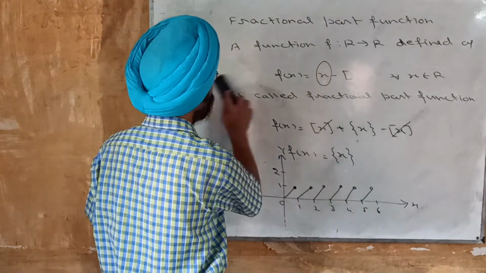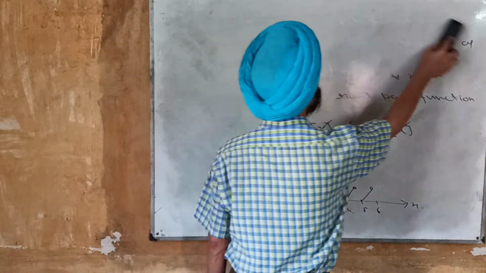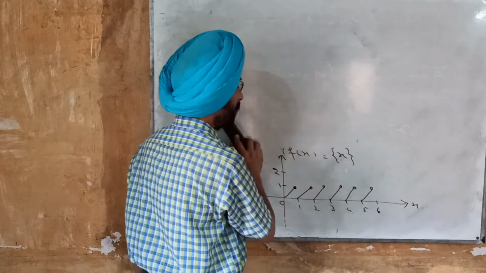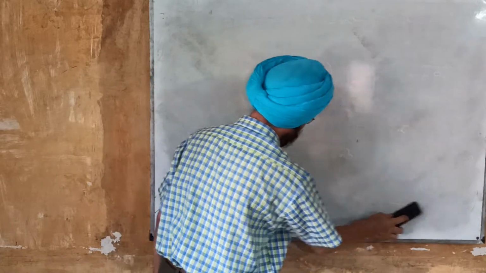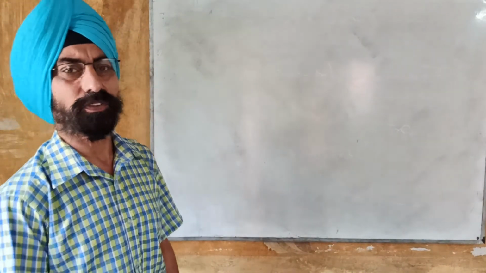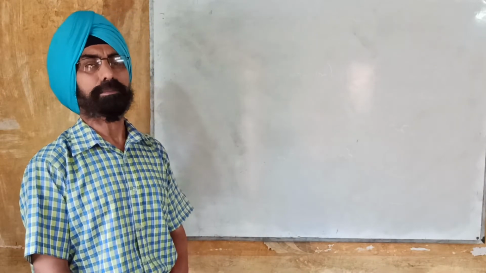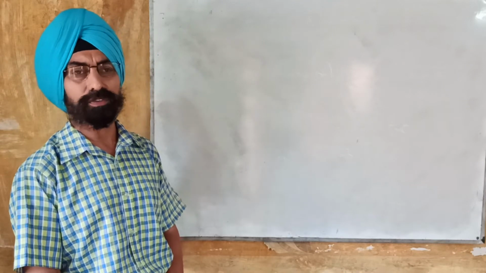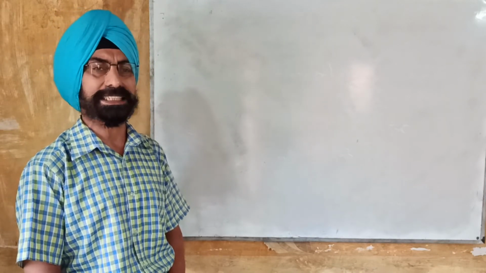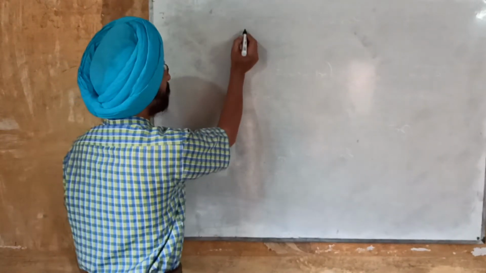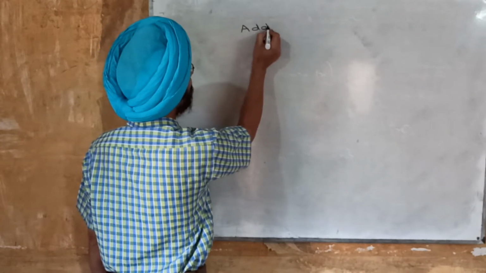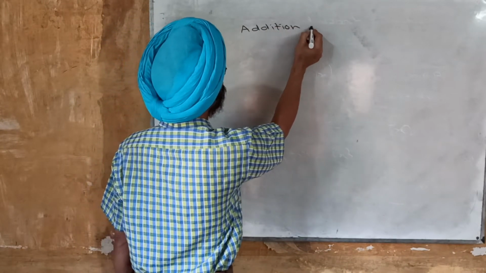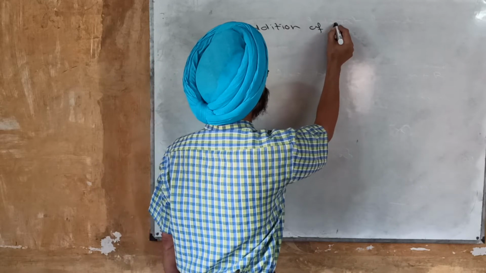Then there are some operations on functions. That means addition of functions, subtraction of functions, multiplication of functions, multiplication by a scalar constant, and division, that means the quotient of two functions. We will discuss these one by one. So first I am going to take the addition of two functions.